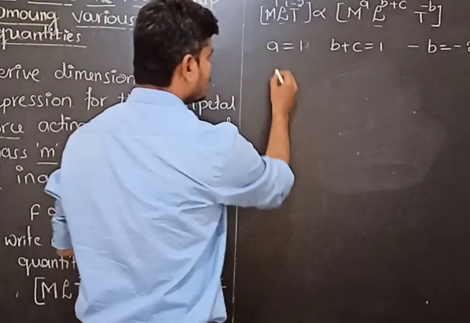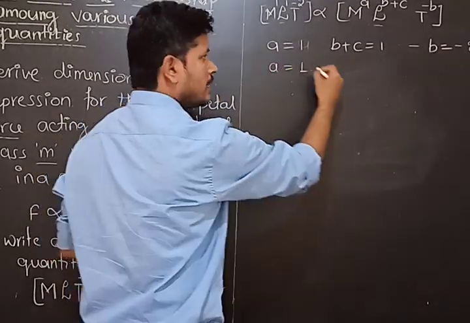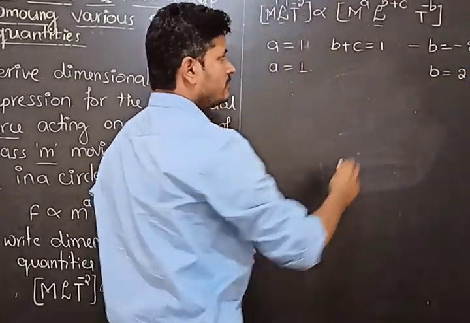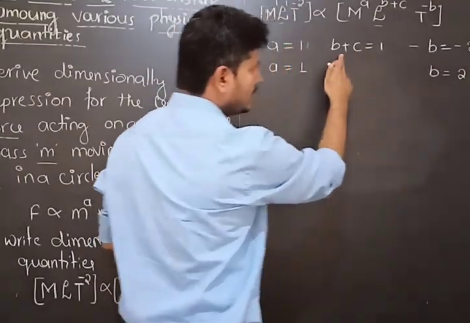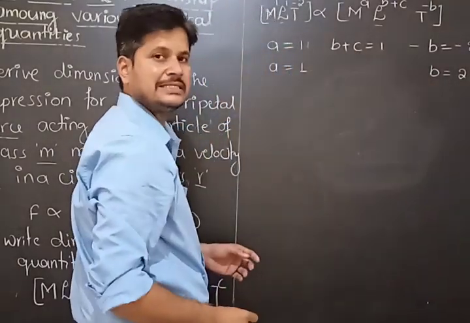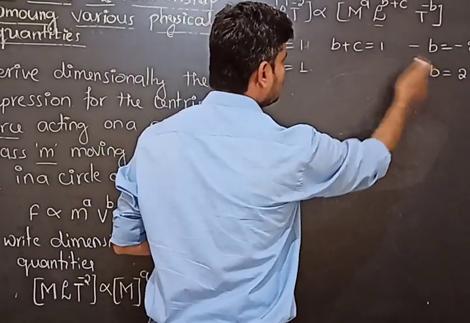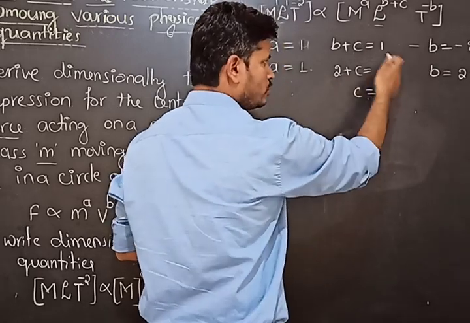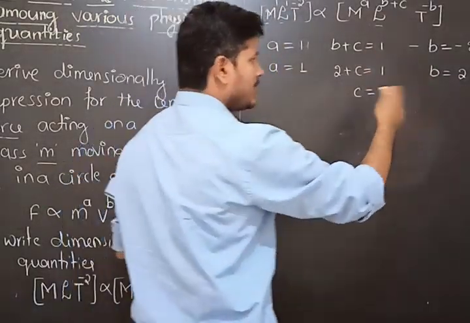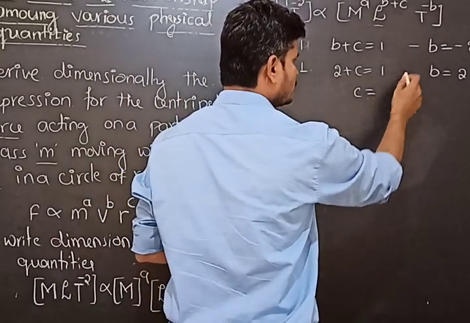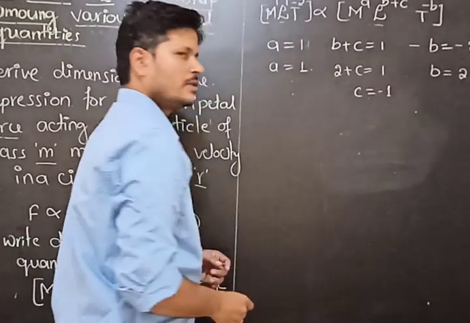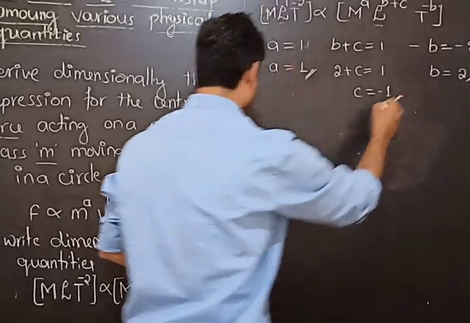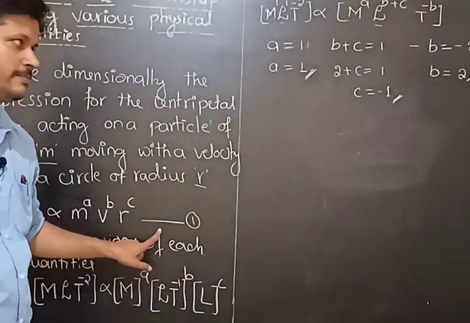Correct? Now we have the value a equal to 1, and the minus signs cancel, so b equals 2. Once we get the value of b, by substituting it into the other equation we can get the value of c. Substitute the value 2 here: 2 plus c equals 1. Taking this 2 to the other side it becomes minus 2, so c equals 1 minus 2, that is minus 1. Now substitute these a, b, c values into equation 1.